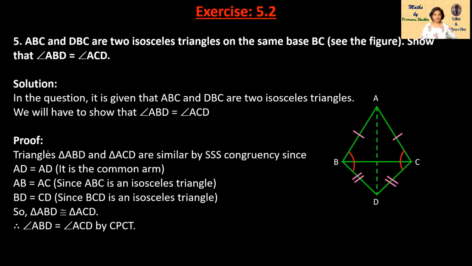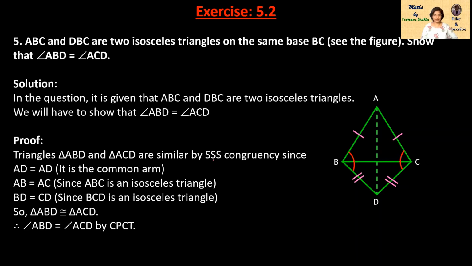Right? So in this question, some part is given. What is given? Given part is ABC and DBC are two isosceles triangles. And what to show? We have to show that angle ABD equals angle ACD. So here triangles ABD and ACD are congruent by the SSS rule. How? These two sides are equal, which is already given. And this is the common side for both the triangles, right?